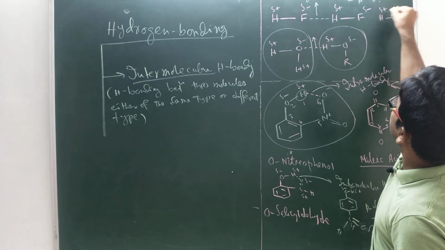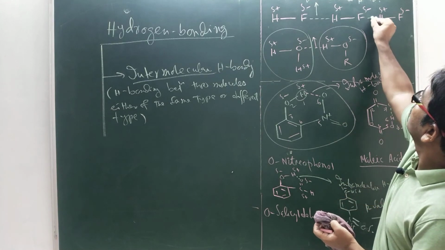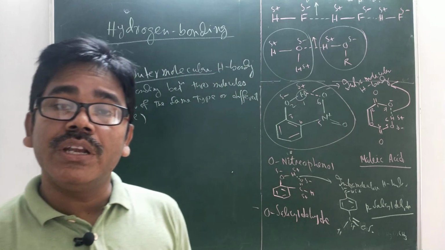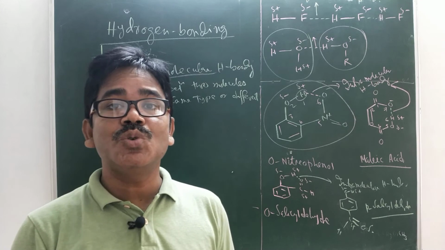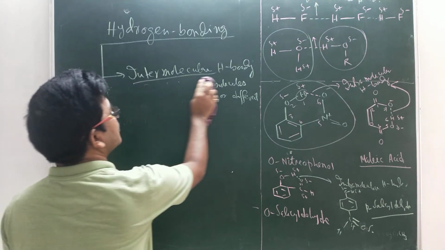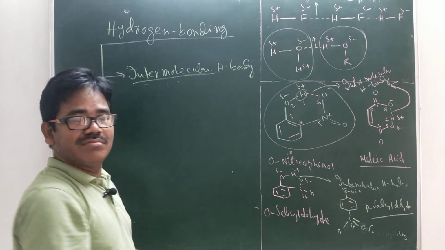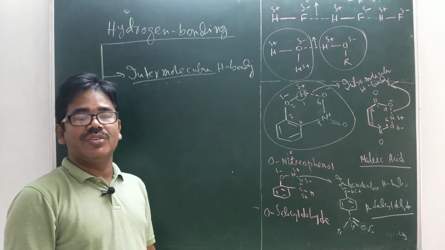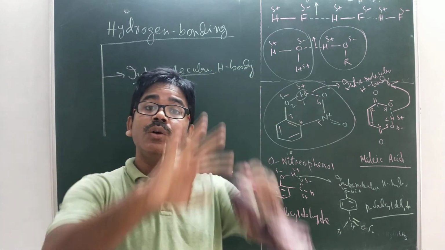This is plus, this is minus. Therefore, this will be your hydrogen bond. Due to intermolecular hydrogen bonds, molecules remain in an association, in a group.